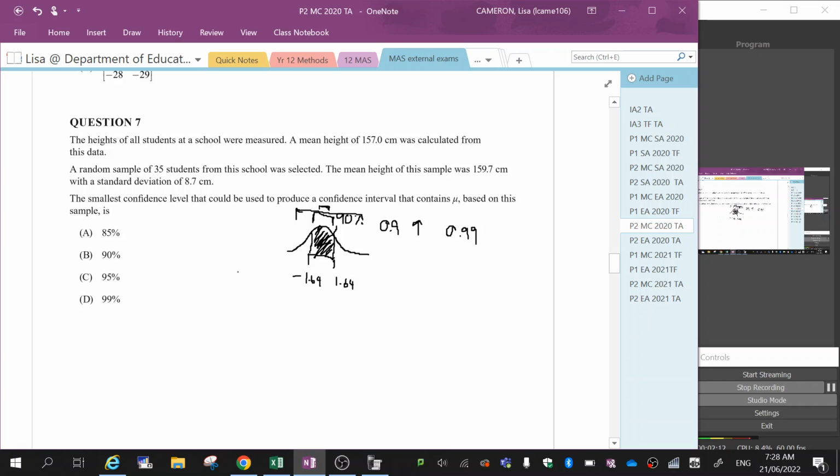First things first, the mean of this sample. The population mean is 157. A random sample of 35 students. The mean height of the sample was 159.7 centimetres, and it had a standard deviation of 8.7 centimetres.